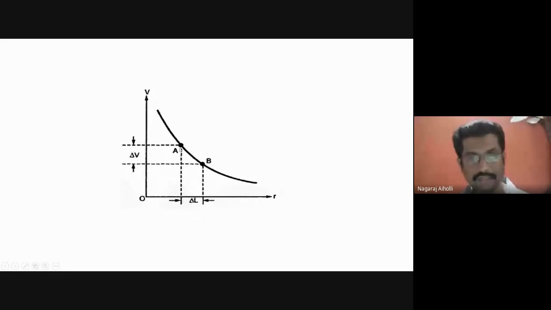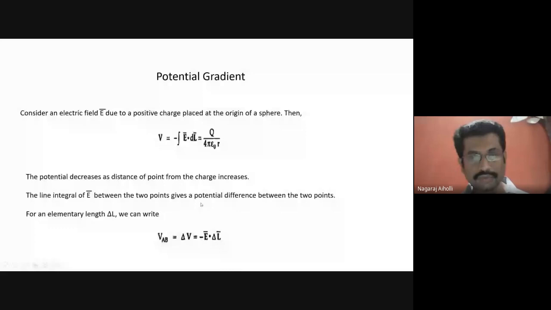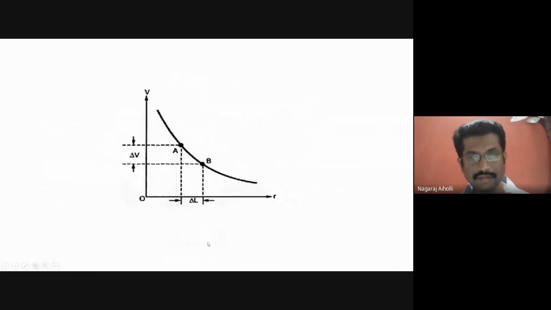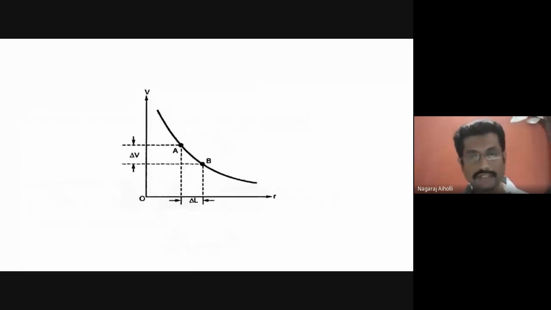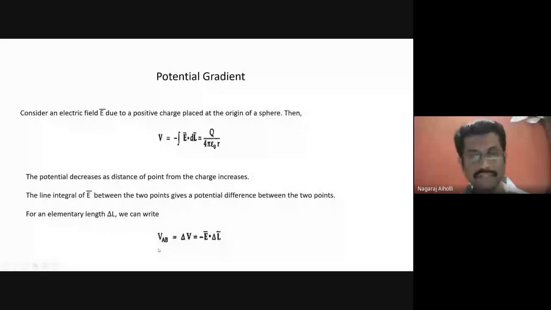The differential length between A to B is considered as delta L. So I can write the equation as V A to B, that is potential difference, is equal to delta V, that is minus E bar dot delta L bar. The integration symbol will come only when I want the VAB of the entire line, surface or volume. Now this is a small incremental length, hence the integration symbol will not come here. It is the same equation as the first one, VAB is equal to delta V, that is minus E bar dot delta L bar. Instead of dl bar, I am taking delta L bar. That is the only difference.